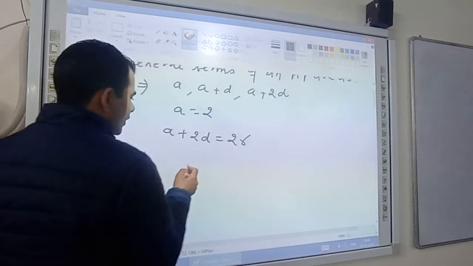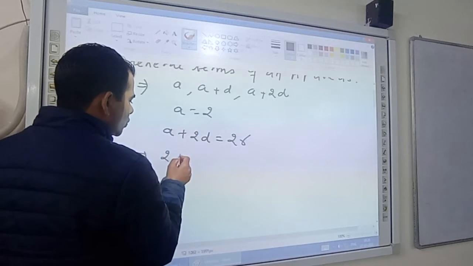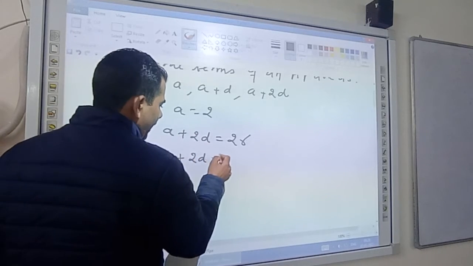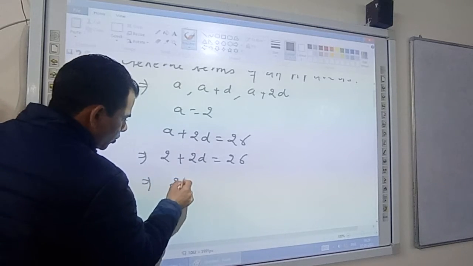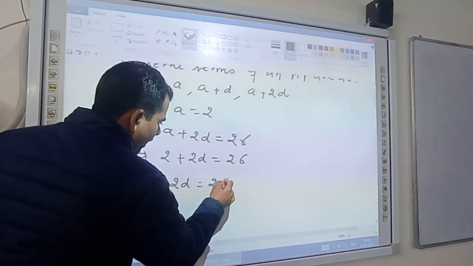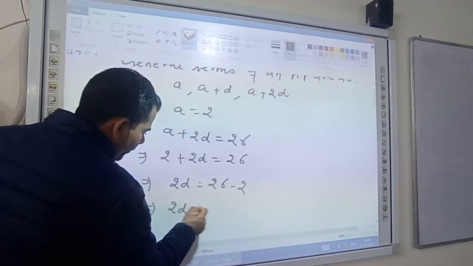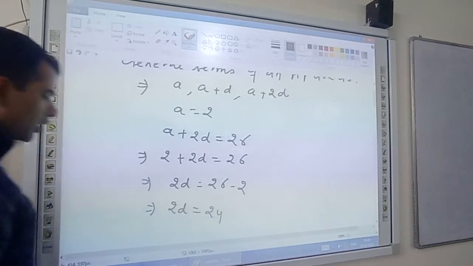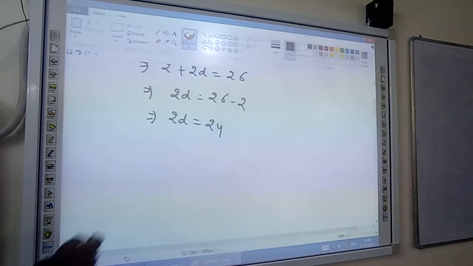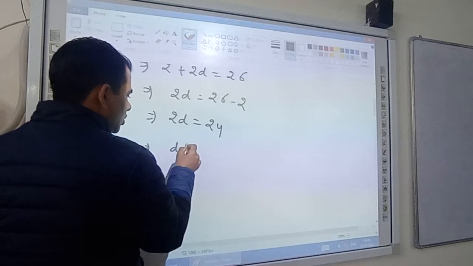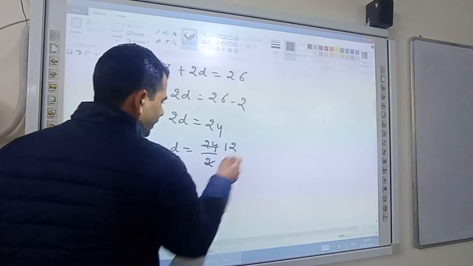Okay. Now a is 2, replace a with 2, that is 2 plus 2d equals 26. Now 2d is equal to 26 minus 2, and 2d is equal to 24, and d is 24 divided by 2, that is 12. D is 12.